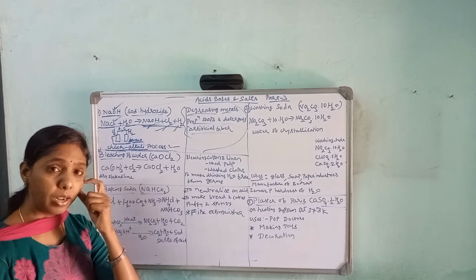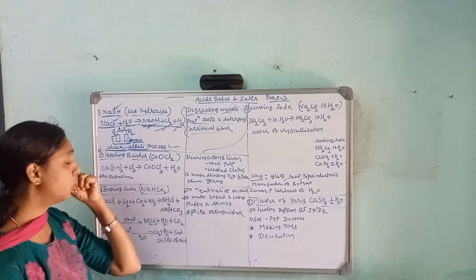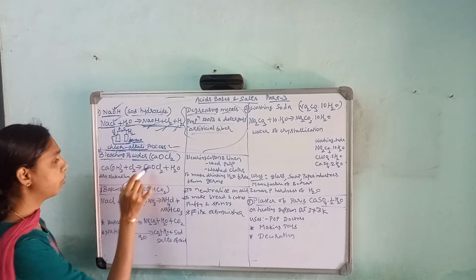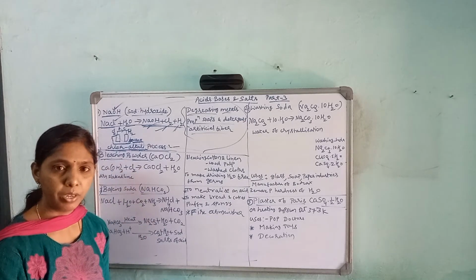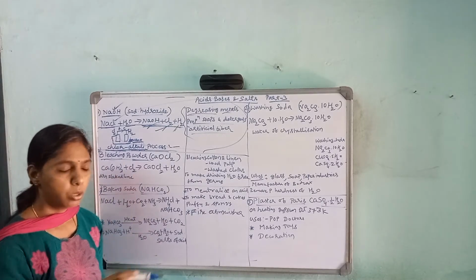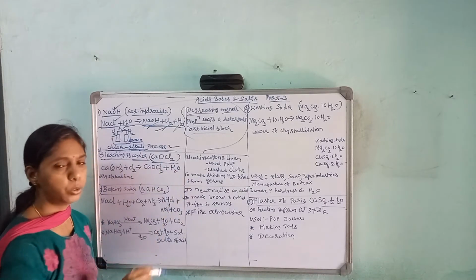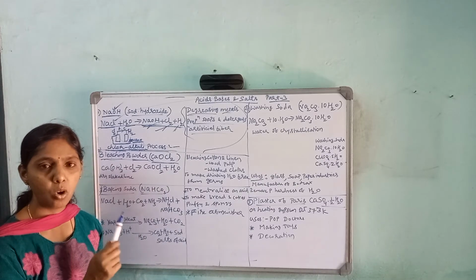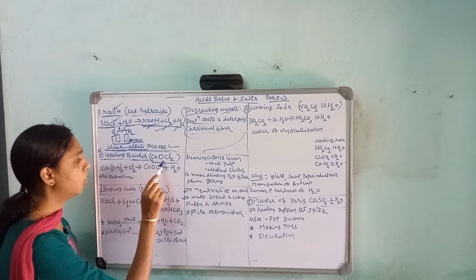Then come to the second salt. Here the preparation is bleaching powder. They will ask the formula of the bleaching powder; sometimes in the previous paper they have asked it. That is CaOCl2, calcium oxychloride. It is called calcium oxychloride.